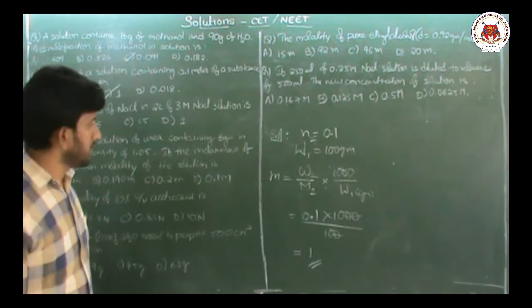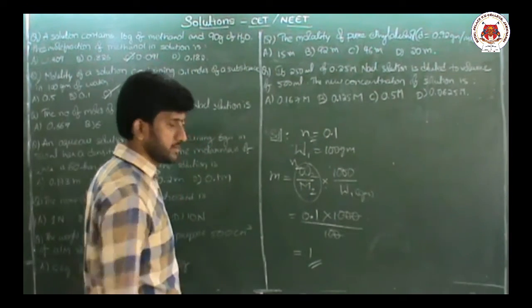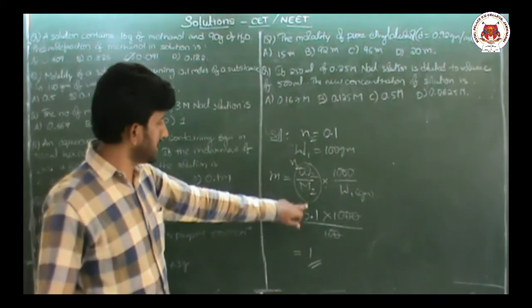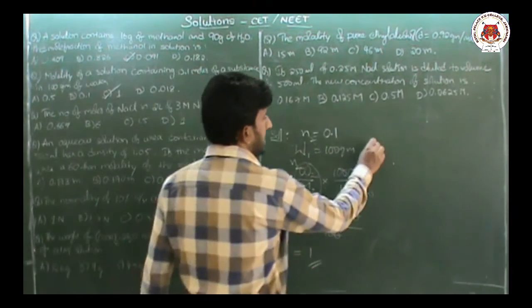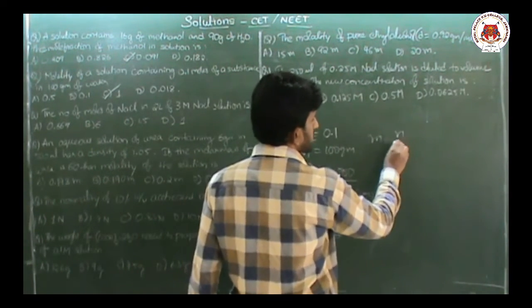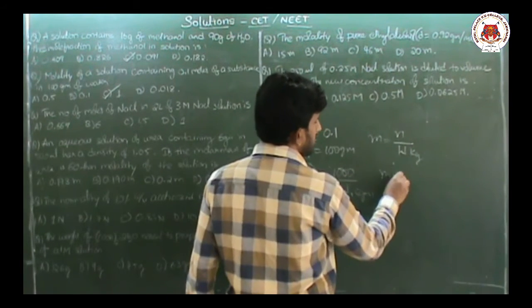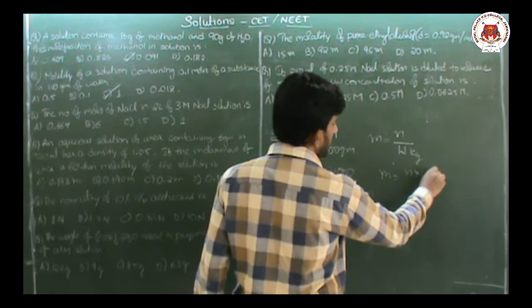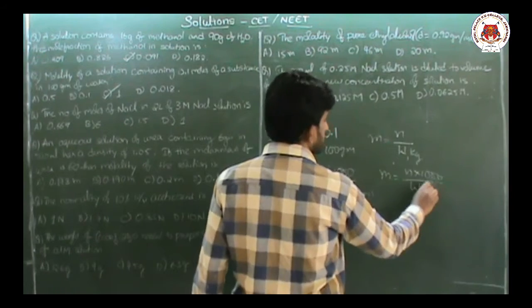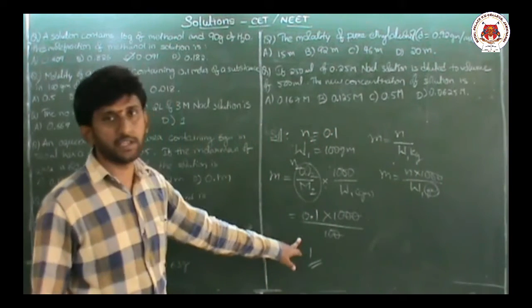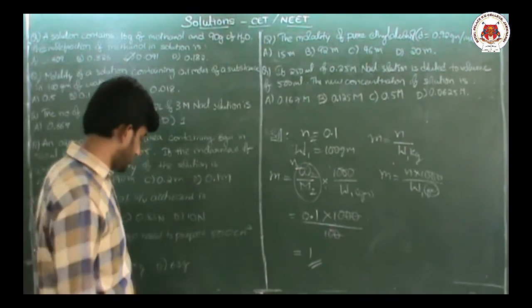Molality is 1. Here W2 by M2 is nothing but N2, number of moles, so I am substituting 0.1 directly. Actually molality is given by the formula number of moles by weight of solvent in kg. You can write it as number of moles into 1000 by weight of solvent in grams. That's what we substituted here. So the answer is 1.